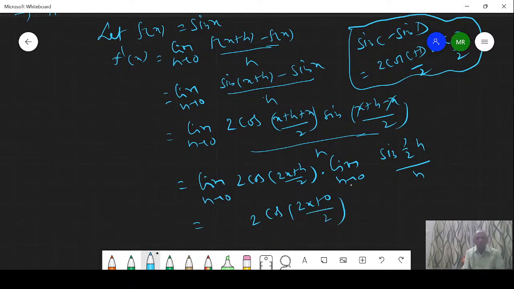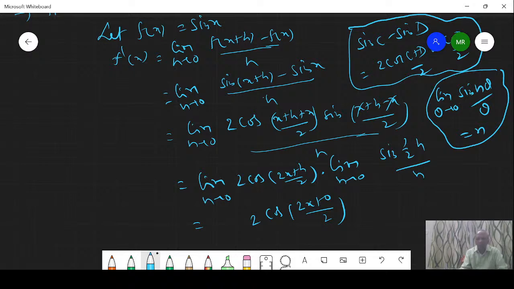We know that limit theta tends to 0 of sin n theta by theta is equal to n, where theta should be in radians. So here it will be 1 by 2, and the 2 will get cancelled. Cos 2x by 2 will be cos x. So the derivative of sin x is cos x, when I have taken f of x equal to sin x.